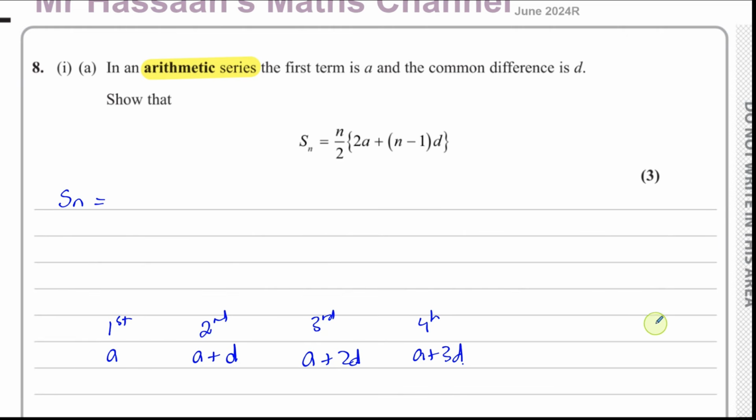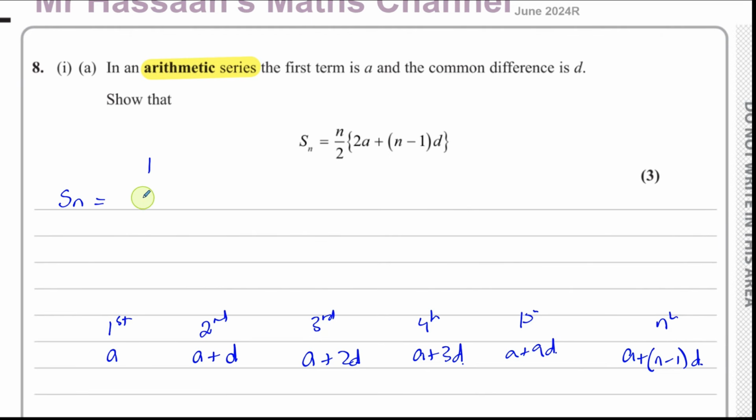And if you carry on, the nth term, if you look at the pattern here, if it's 4, that's a 3. If it's 3, that's a 2. If it's 2, that's a 1. If it's 10, that will be a 9. The 10th term would be a plus 9d. So the nth term will be a plus whatever term is here, which is n minus 1 times d. Take 1 away from that number and then multiply by d. So the nth term would be a plus n minus 1 times d.